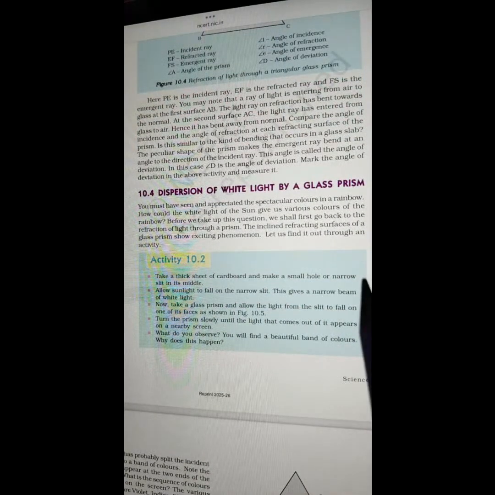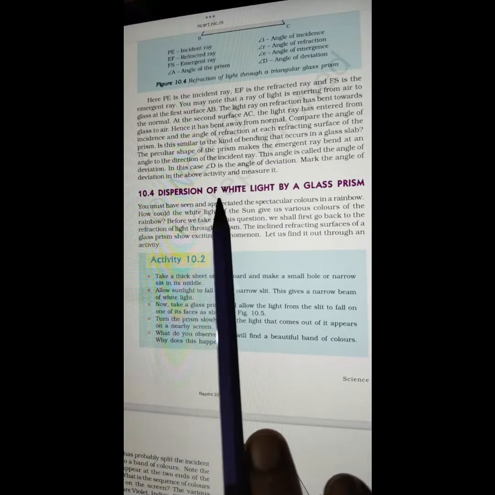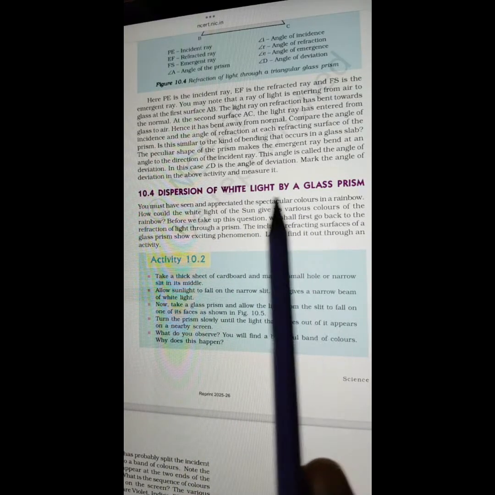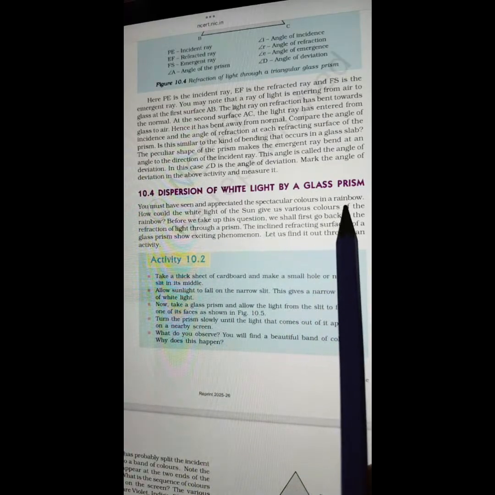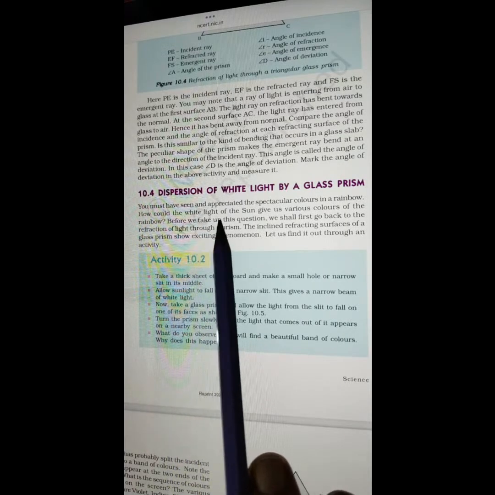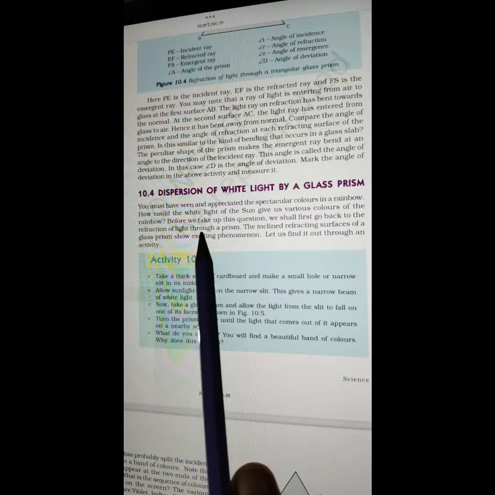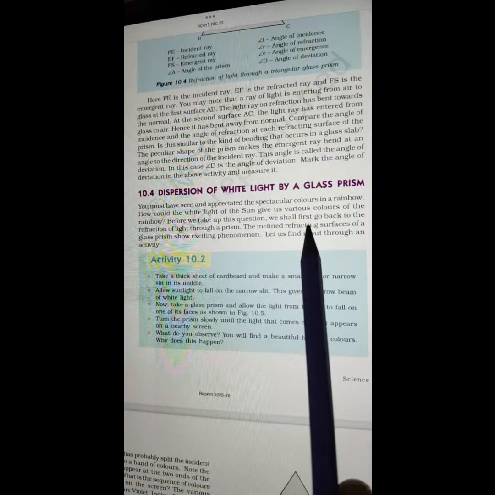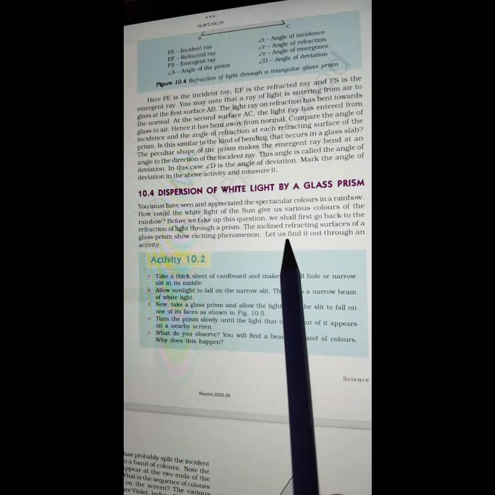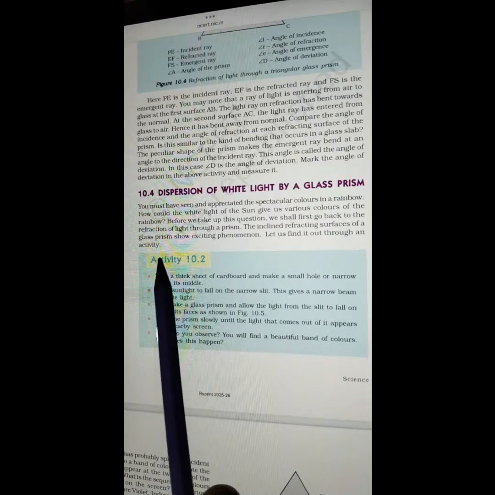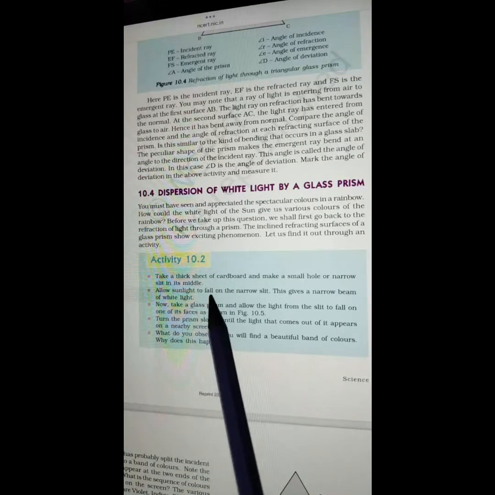So we are reading Human Eye and the Colourful World. We are on dispersion of white light by a glass prism. You may have seen and appreciated the spectacular colors in a rainbow. How could the white light of the sun give us various colors of the rainbow? Before we take up this question, we shall first go back to the refraction of light through a prism. The inclined refracting surfaces of a glass prism show exciting phenomena. Let us find it out through an activity.